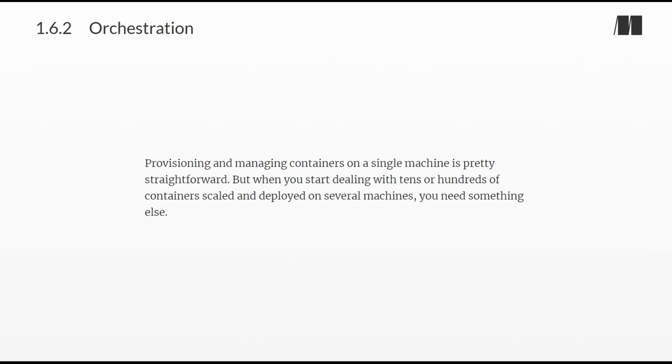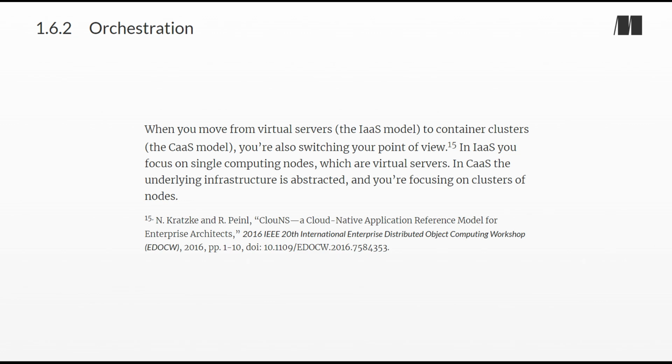Provisioning and managing containers on a single machine is pretty straightforward. But when you start dealing with tens or hundreds of containers scaled and deployed on several machines, you need something else. When you move from virtual servers, the IaaS model, to container clusters, the CaaS model, you're also switching your point of view. In IaaS, you focus on single computing nodes, which are virtual servers. In CaaS, the underlying infrastructure is abstracted, and you're focusing on clusters of nodes.